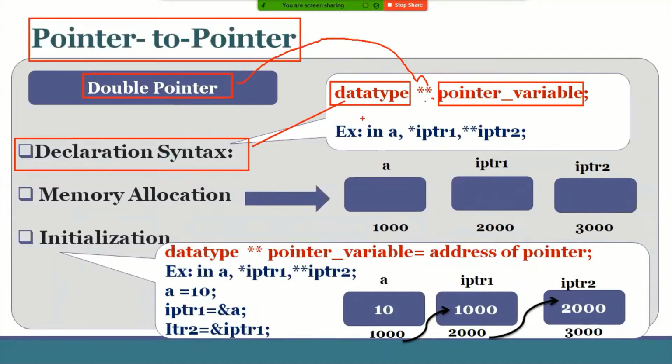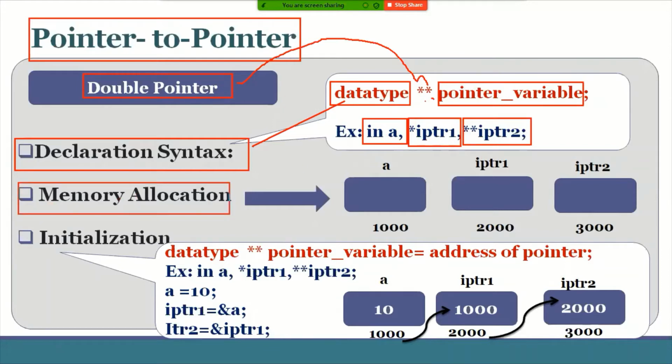So for example, one ordinary variable, one single pointer and one double pointer. Immediately on seeing this, the compiler will allocate memory for those variables like this. A's address location is 1000, IPTR1 is 2000, IPTR2 is 3000.